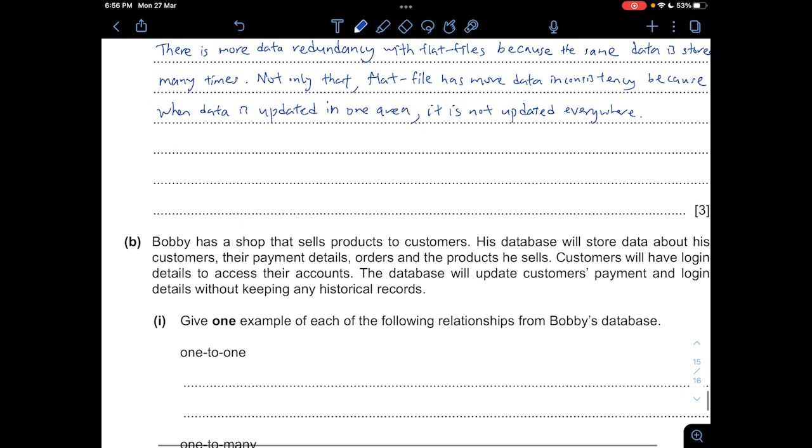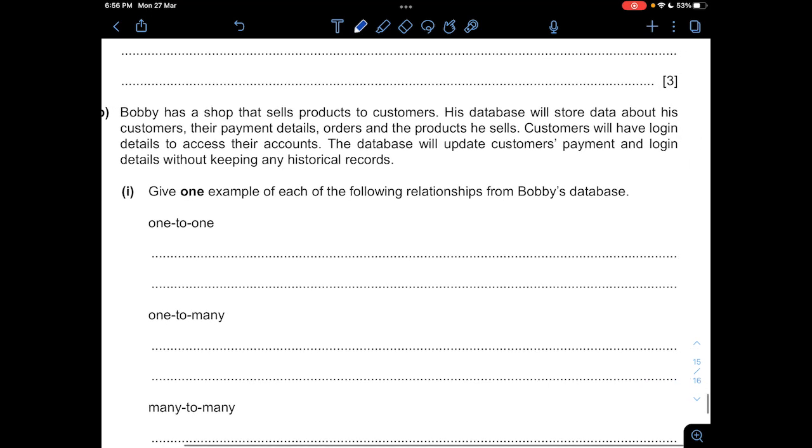Right? Bobby has a shop that sells products to customers. His database will store data about his customers, their payment details, orders, and the products he sells. Customers will have to log in. Alright, so the main points here would be the customers, the payment details, orders, and products he sells. Okay. So here, give one example of each of the following relationships from Bobby's database. Now, one customer will only have one payment detail, or one customer will only have one login details. Oh yeah, and also this one, login details.